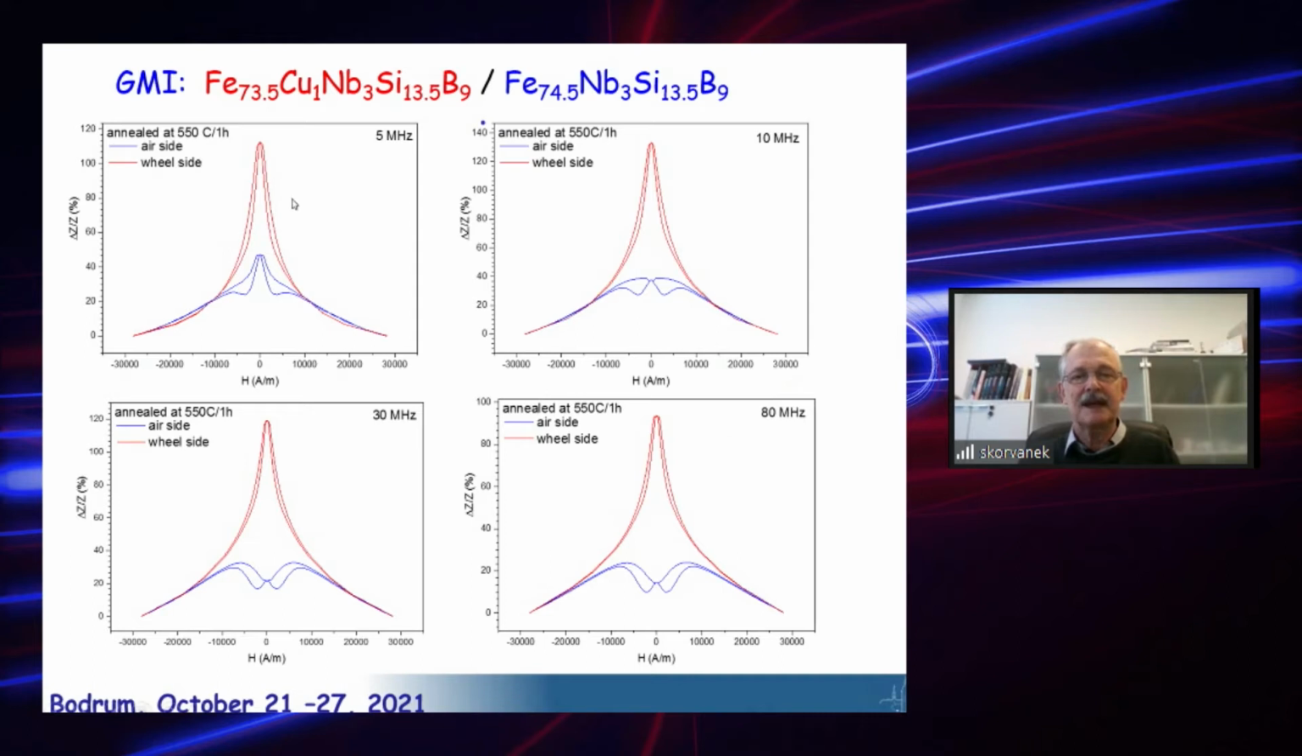Here we have GMI characteristics of such a layer. You see that in the case of fine met, we have quite a good magnetoimpedance ratio, but in the case of this harder layer, of course, this magnetoimpedance is lower, because we have here much lower permeability.